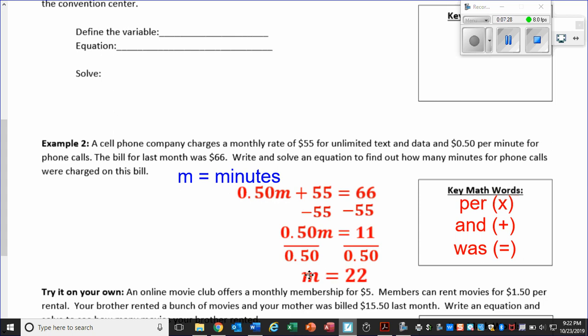So, but what does that mean to the question? I said find out how many minutes for phone calls was charged on this bill. Well, that means if m is 22, that means 22 minutes were on this bill. Okay?